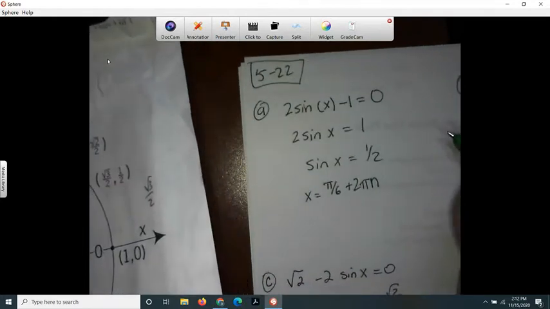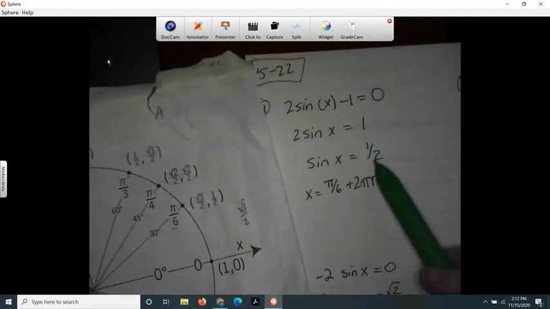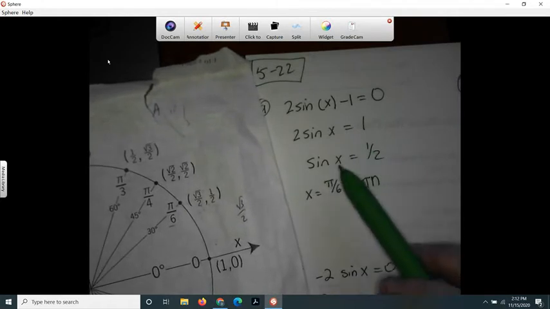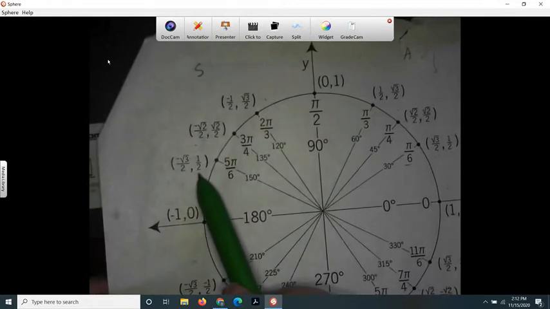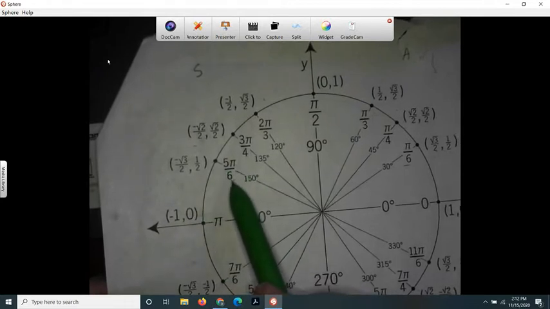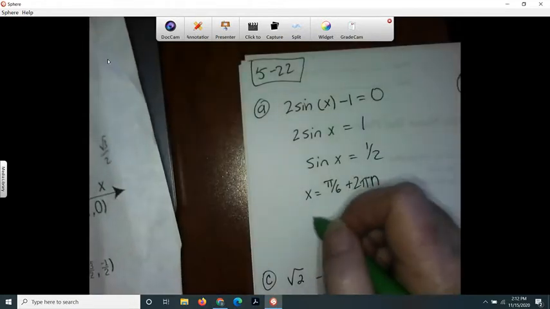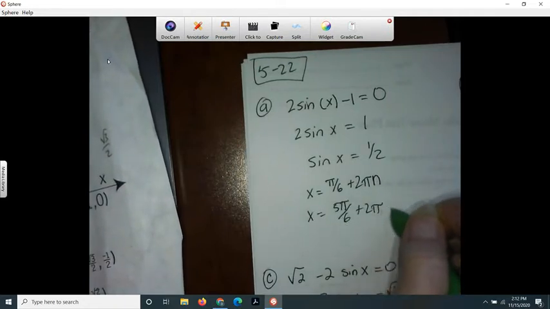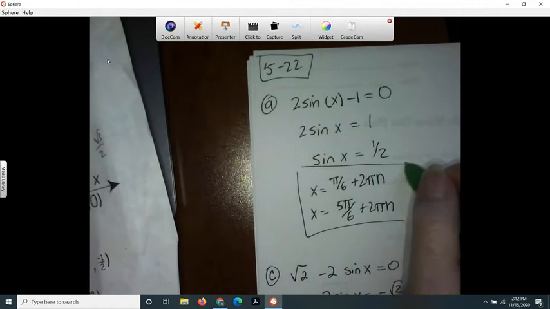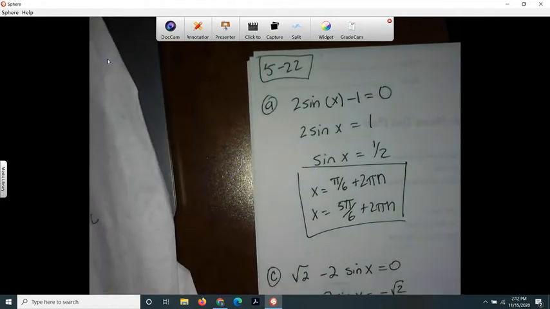But we know that there's another place on my unit circle where sine of x is a half. And that's right over here. So then I'm going to say the same thing. I'm going to say 5 pi over 6 plus 2 pi n. Something like that. And it's kind of understood. I mean, your answer book says n is an integer. It's just customary to assume that n is an integer.